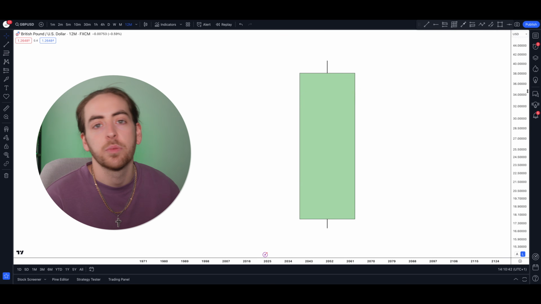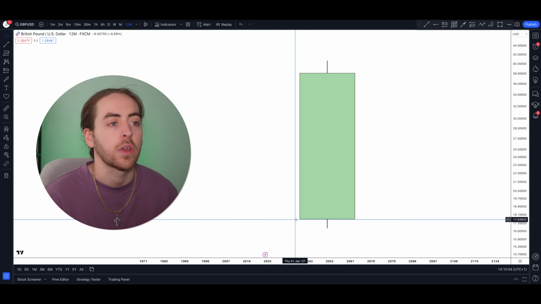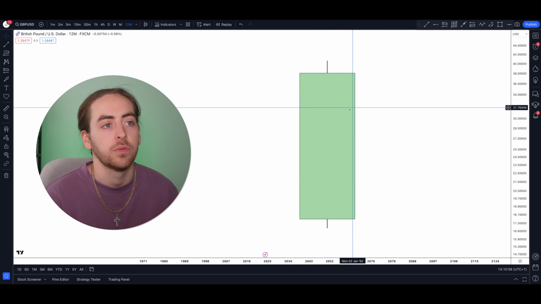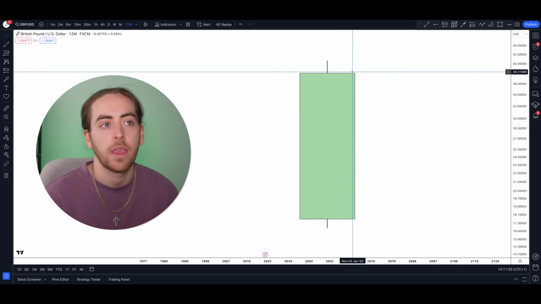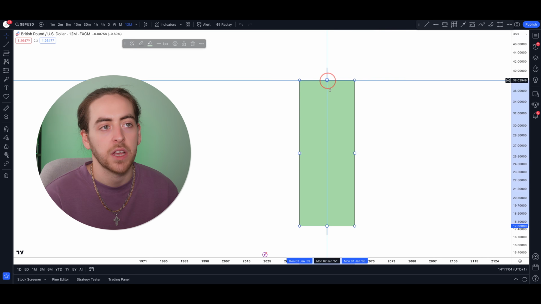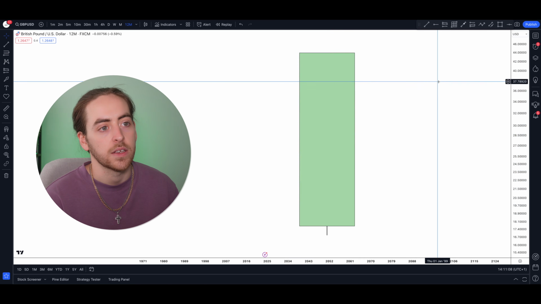Now this leads me on to the point about candlestick momentum, which is by far the most important way that we're going to use candles in our trading. So looking at this candle here, we know the market opened at this level, it closed at this level, which means this is a bullish candle where buyers were in control of the market. However, not every single candle is going to look like this. Some candles will look a little bit more like this, and others may look like this.